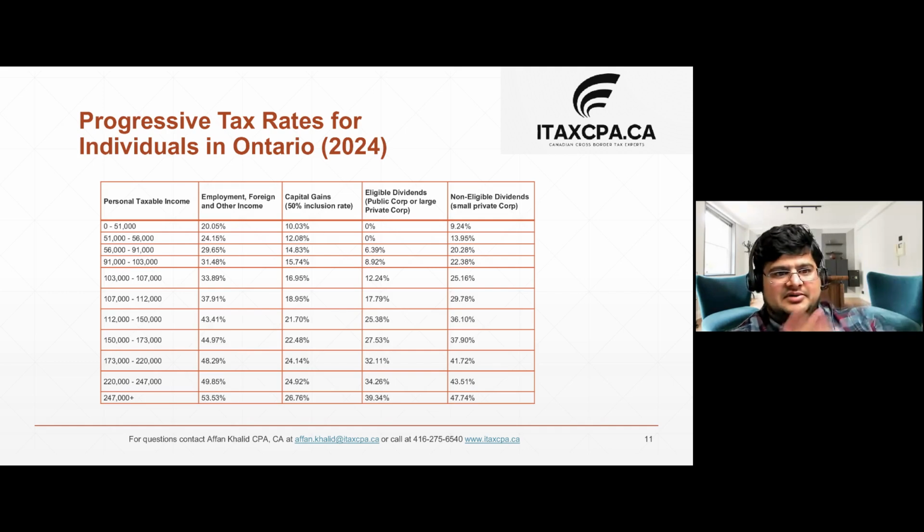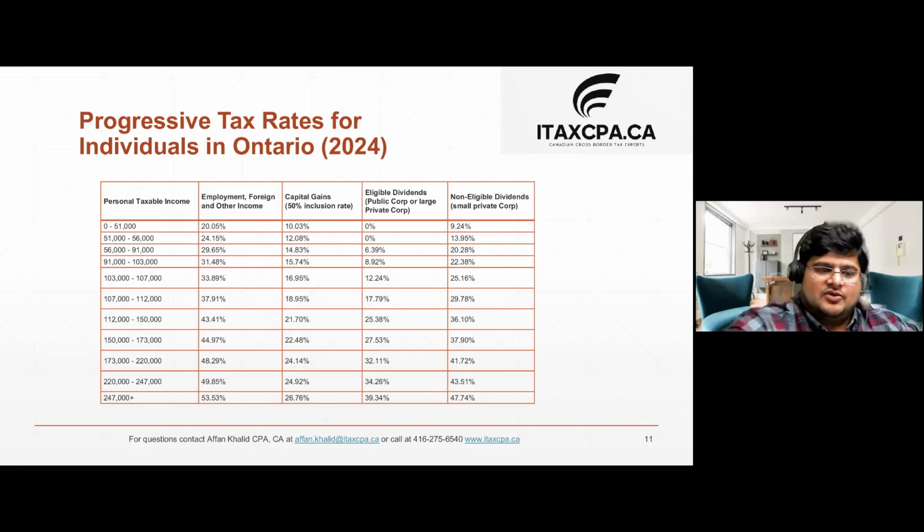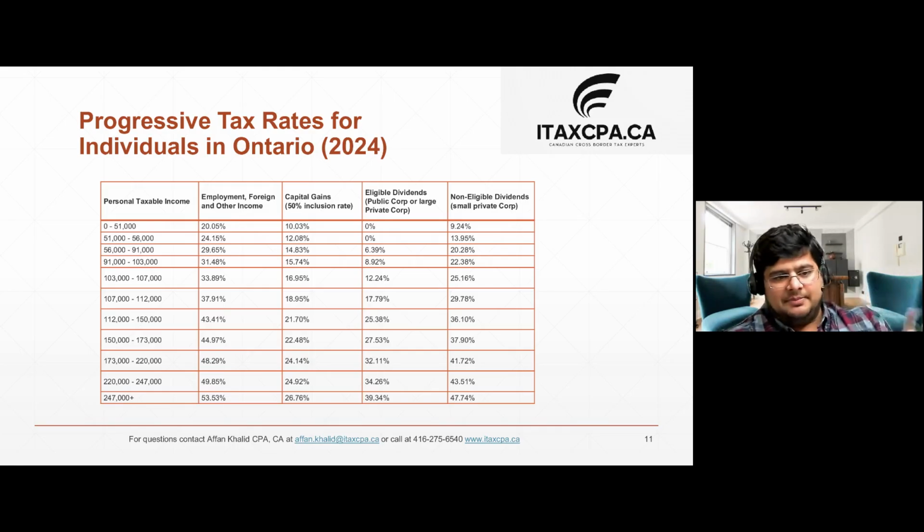And then ineligible dividends. This means all other income that we're talking about: rental income, self-employed business income, foreign income, any other category of income will fall into the second column over here for tax rates. The only exclusions are these three other types of income: capital gains, eligible dividends, that's large Canadian corporation dividends, and small private corporation dividends.